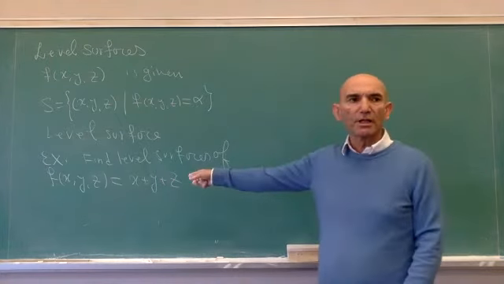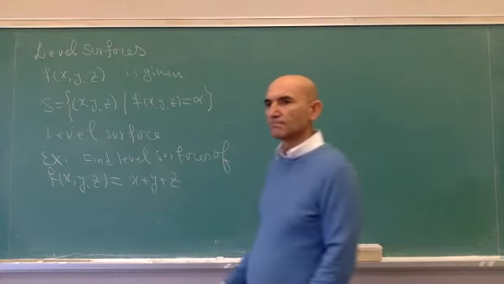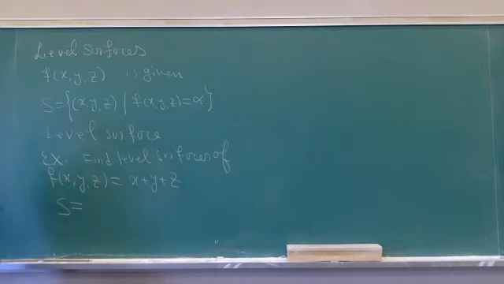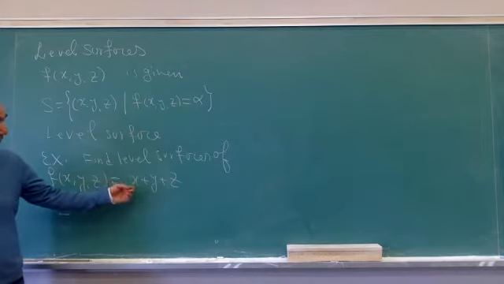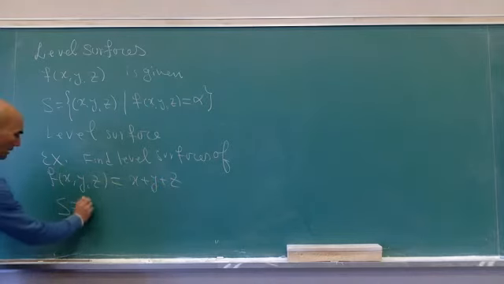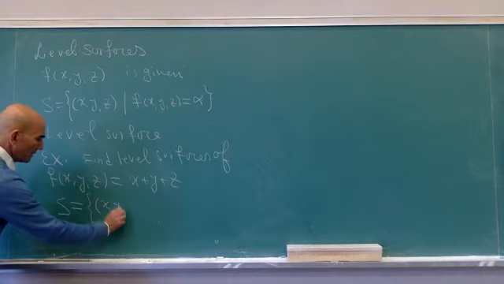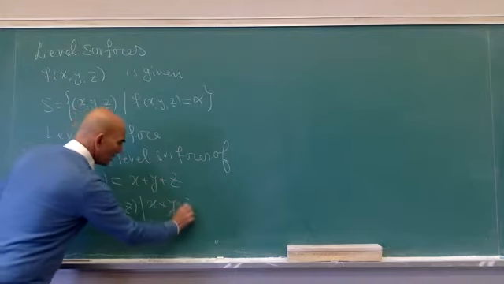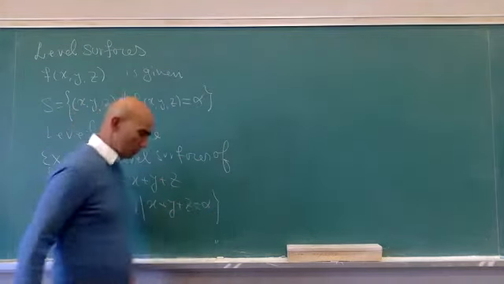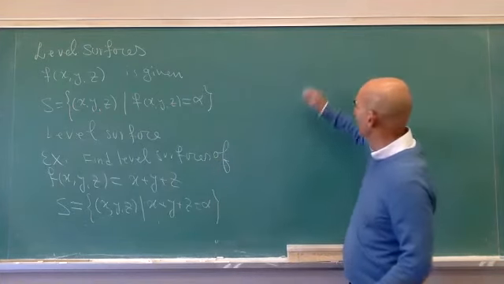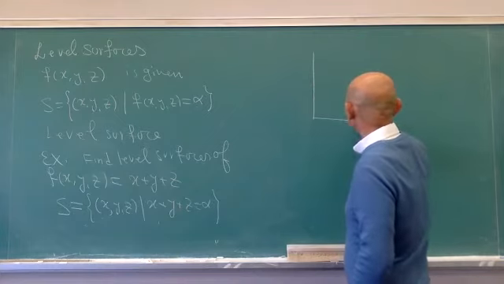So can you tell me what are the level surfaces of this function? Yes, they're planes. Planes, exactly. Planes with the equation x plus y plus z equal to alpha. So S is equal to the set of all x, y, z such that x plus y plus z is equal to alpha. I mean, this is like one of your assignment 1 kind of questions. So we can draw these planes.